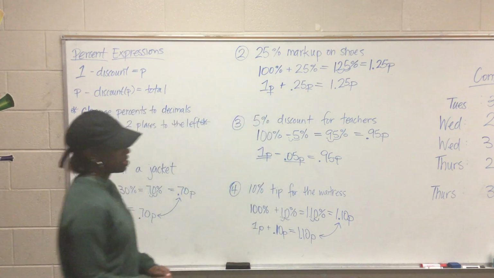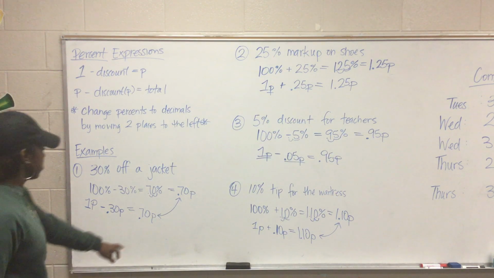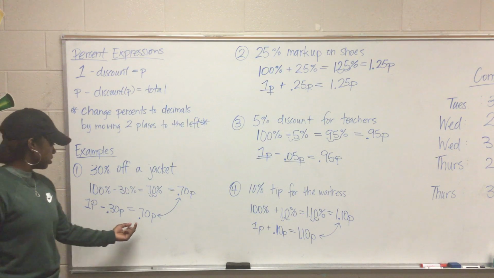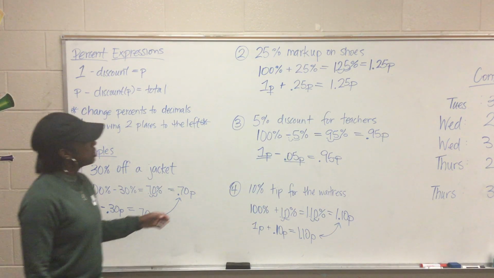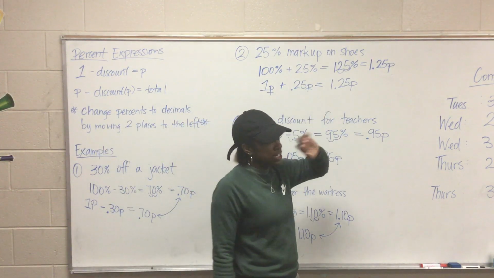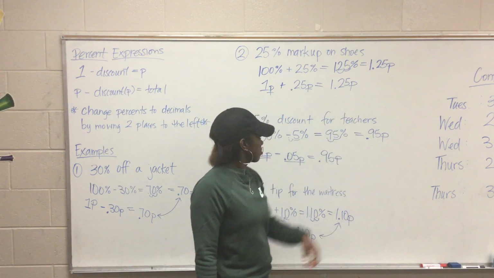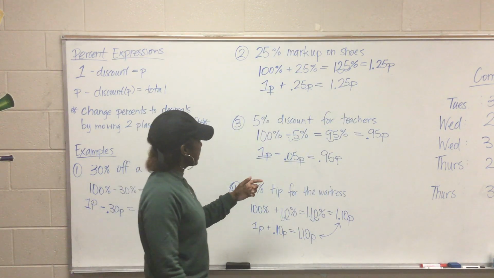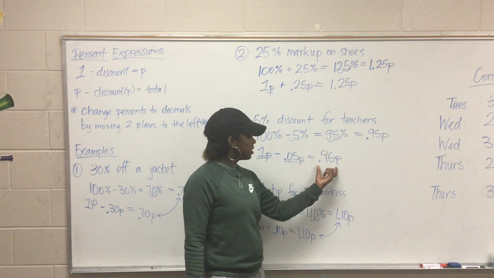So these are our expressions when we're dealing with percents. All we have to do is plug in the price for any jacket for number 1, and it would tell us the price of it at 30% off. If it is $10, we do 0.70 times 10, and it'll tell us the price at 30% off. For here, we can get the price of any shoe at 25% markup in this expression. For number 3, you can find out the discount of any item for a teacher at 5% with this expression here.